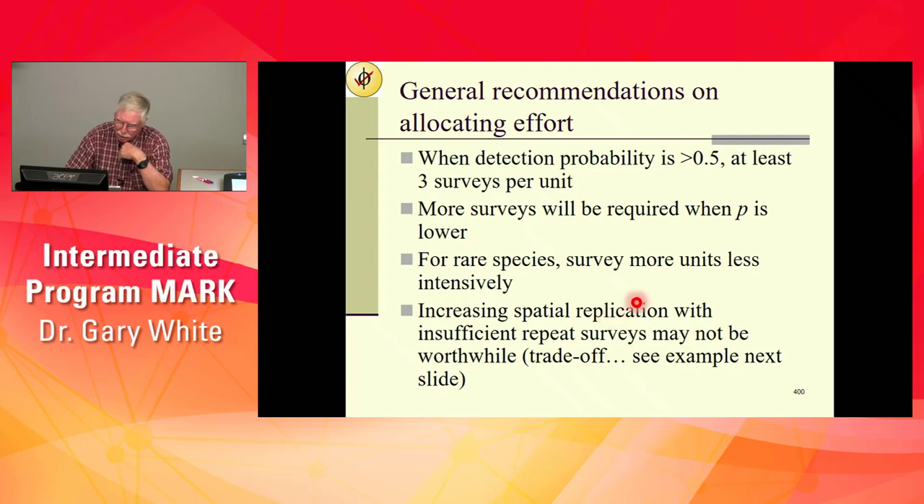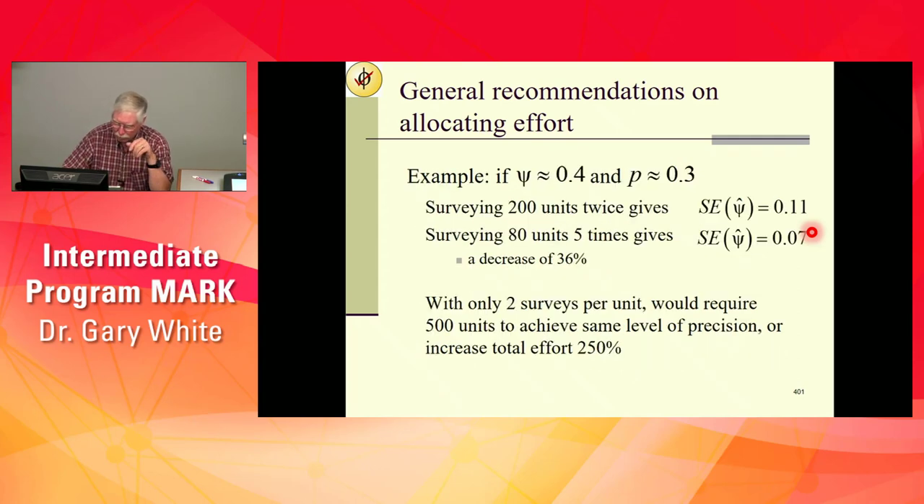Basically, if you've got a situation where you have to go out there more than 3 or 4 times, you probably ought to think about doing something different. So, here's another slide about this optimal allocation. Surveying 200 units, if you've got psi of 0.4 and p of 0.3, surveying 200 units twice gives a standard error on psi of 0.11, while 80 units five times gives 0.07. That ought to sink home. And again, you're looking at an average psi.